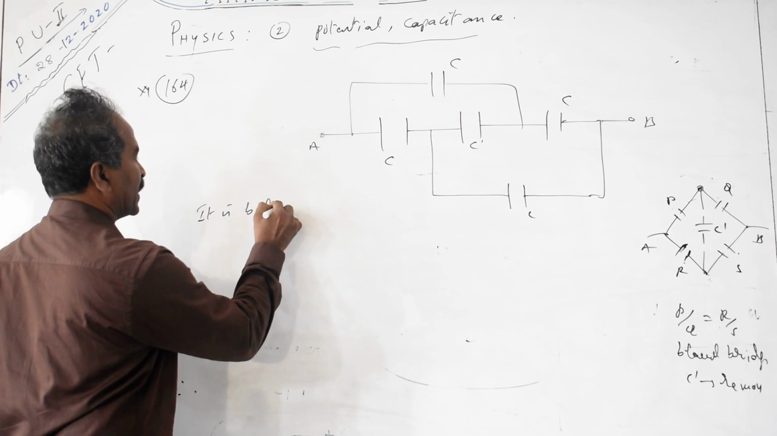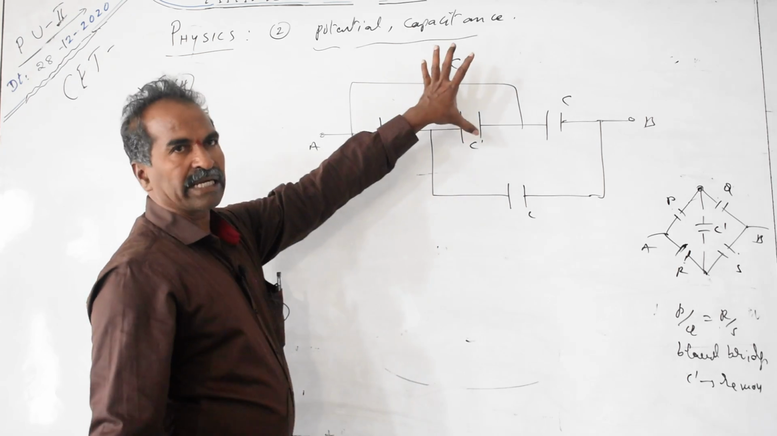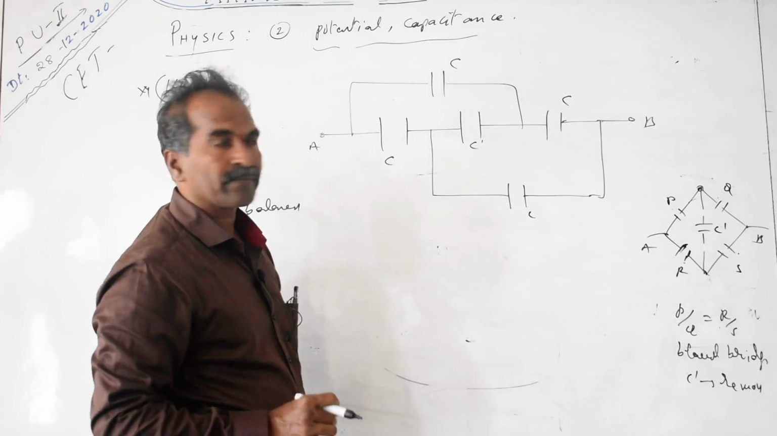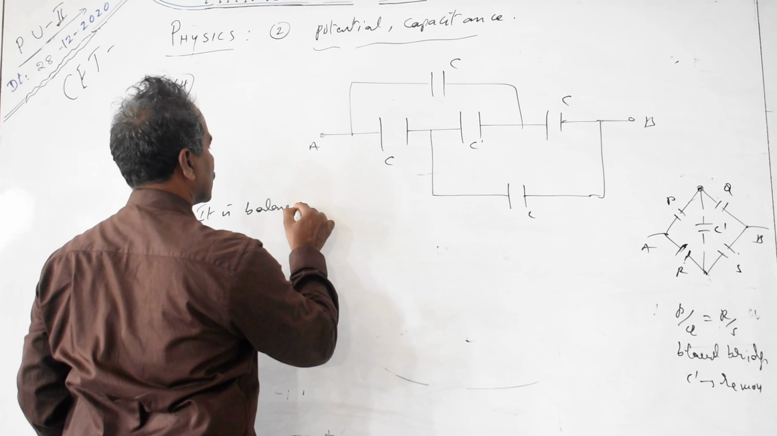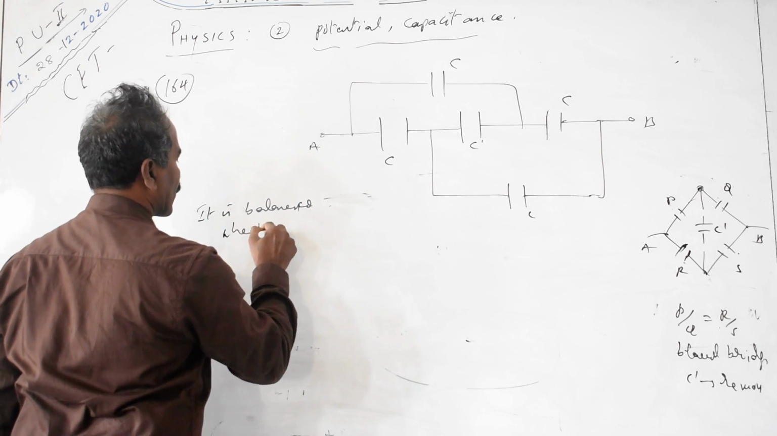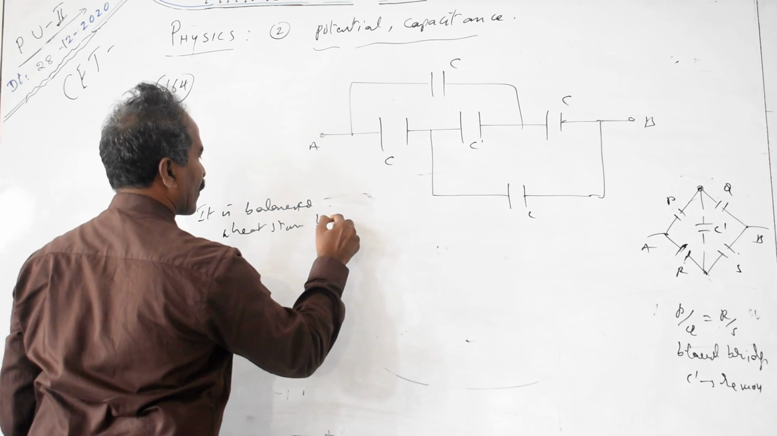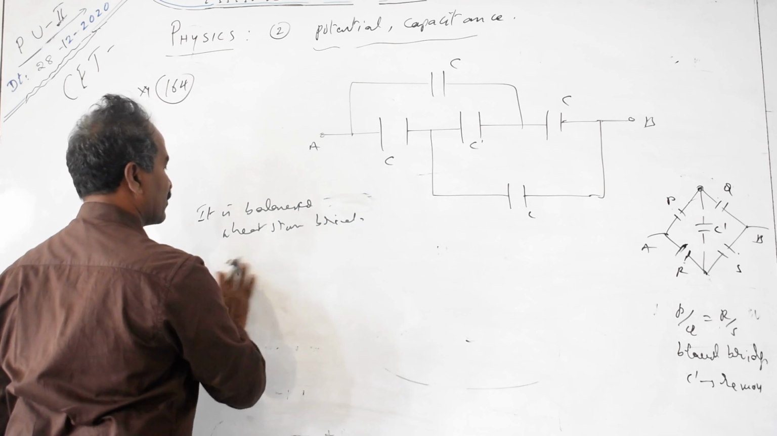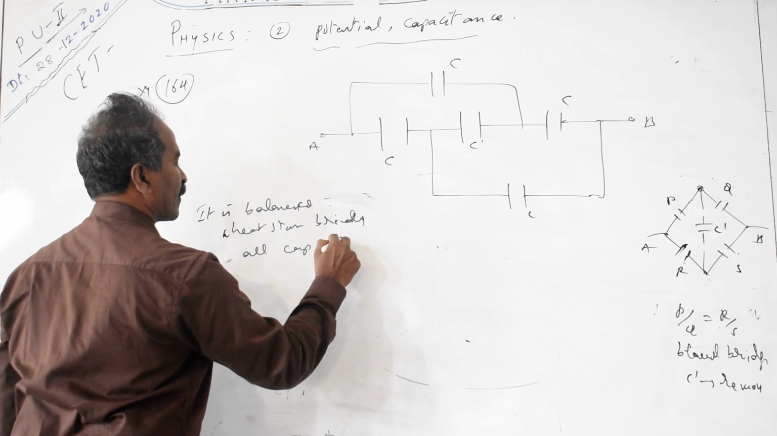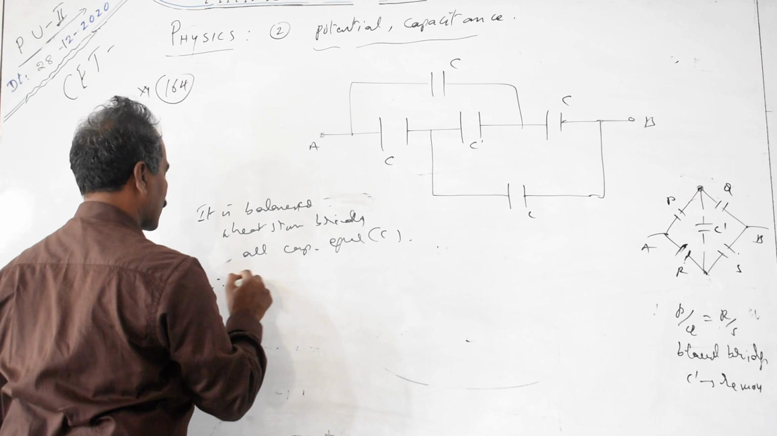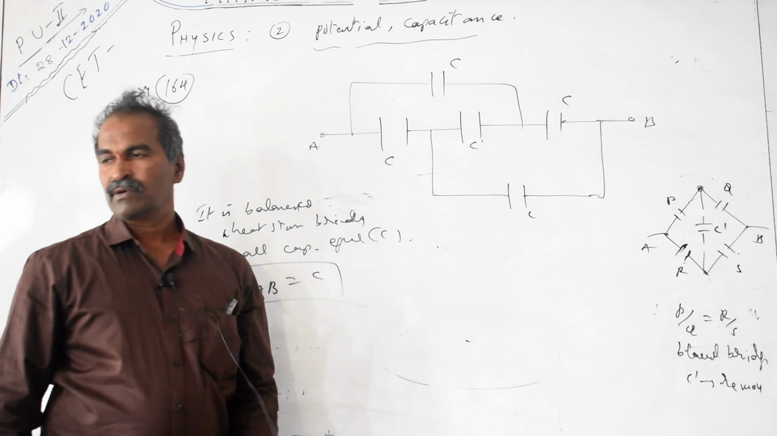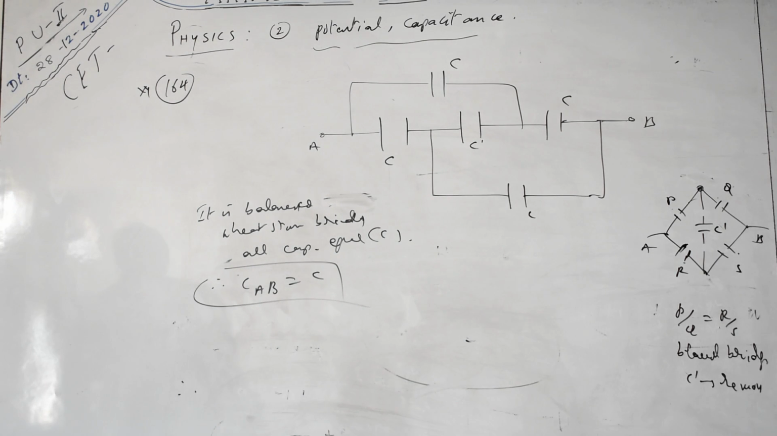But you have to be careful with the analysis because the circuit diagrams will become balanced circuits. So you just have to rearrange the diagrams. It is a balanced Wheatstone bridge. All with the same values, all capacitors equal to C. Therefore, CAB is also equal to C only. Whatever the C value given, that same value you have to take.